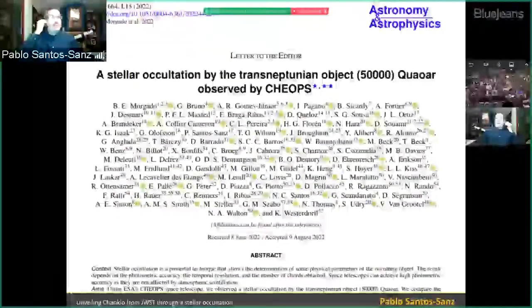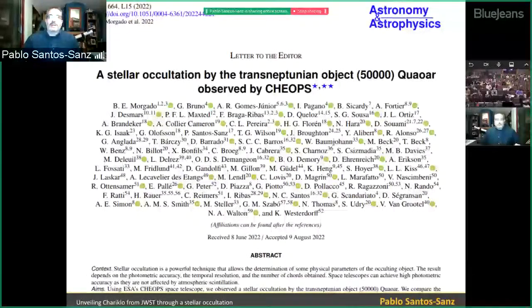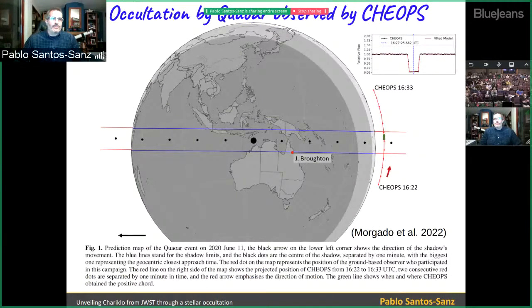We know that it's possible to detect stellar occultations, predicted stellar occultations, from space, because 2 years ago we detected a stellar occultation produced by the Trans-Neptunian Object Quaoar from the satellite Cheops. This is the paper published this year by Bruno Morgado et al. And this is one of the figures from this paper. You can see in blue the limit of the shadow path produced by Quaoar during the occultation, and in red, this is the trajectory of the satellite Cheops.